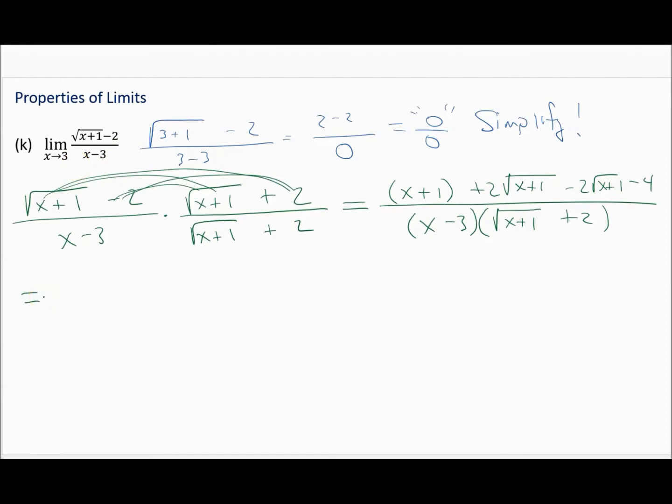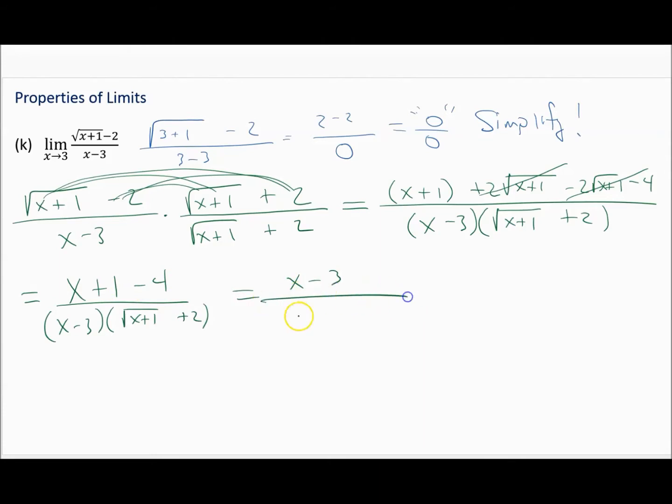In the numerator, look what I've got. This 2 square root of x plus 1 cancels with this minus 2 square root of x plus 1. This is the reason why we multiplied by the conjugate, so that would happen. So now I have x plus 1, parentheses not really required, minus 4, over x minus 3. Because remember, I don't want to multiply out the denominator, not yet anyway. Look, x plus 1 minus 4 is x minus 3 over this x minus 3 times the square root of x plus 1 plus 2.